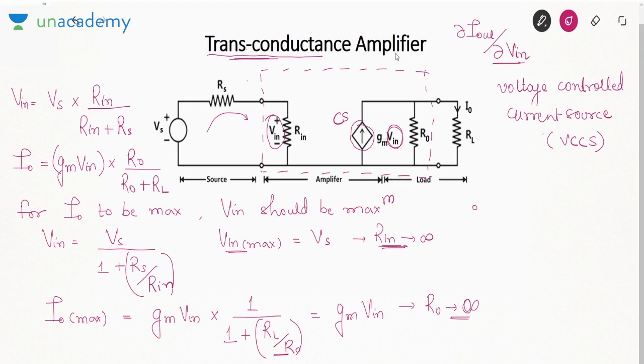That is why we will say it must have high input resistance and high output resistance. So these are the two requirements that must be satisfied by a transconductance amplifier.